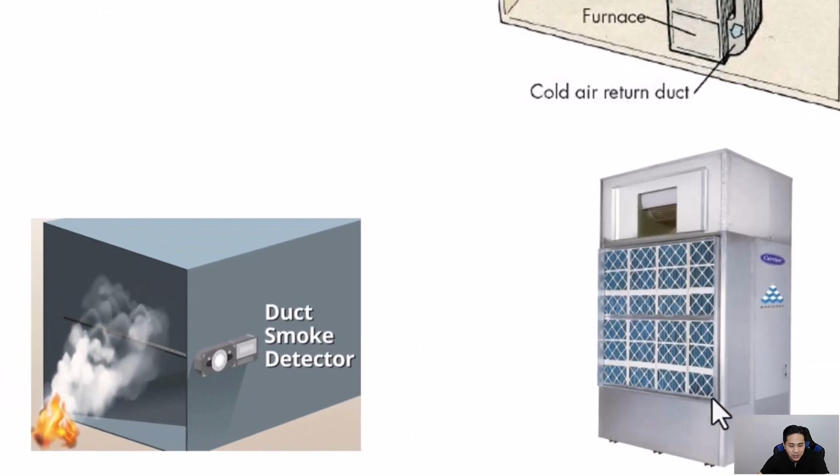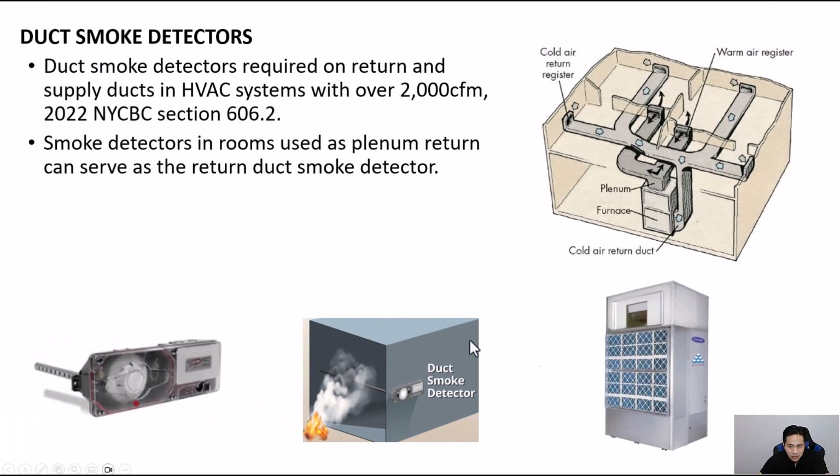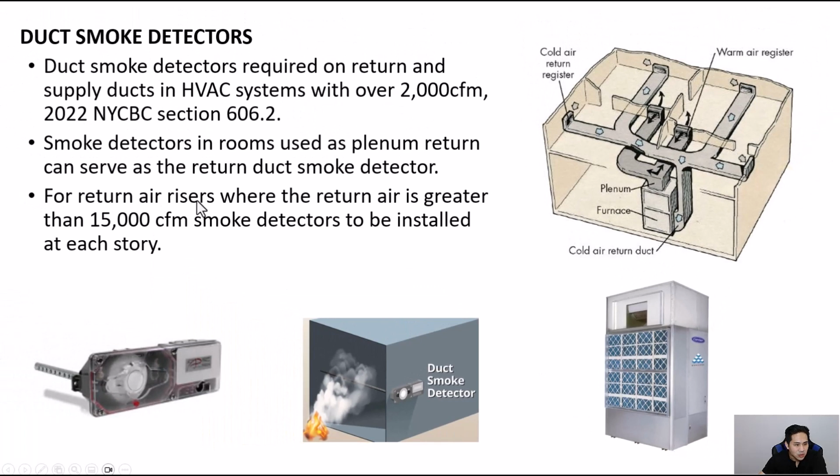And if this is left exposed in the room that it is in, that means that the room is used as the return air path, which means that a smoke detector in the room can serve as the duct smoke detector that would be required on the return duct. For return air risers, where the return air is greater than 15,000 CFM, smoke detectors are to be installed at each story. And this means duct smoke detectors.